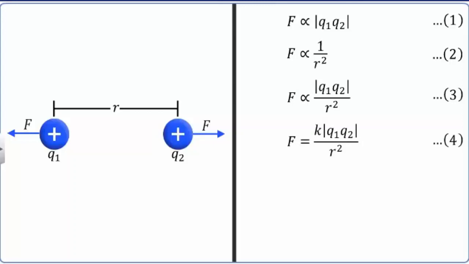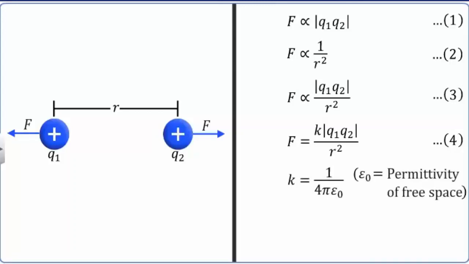If the charges are separated in free space, that is, air or vacuum, the value of the constant K is equal to 1 by 4 pi epsilon naught, where epsilon naught is called permittivity of free space. Thus, the electrostatic force F is equal to 1 by 4 pi epsilon naught Q1 Q2 by r square.